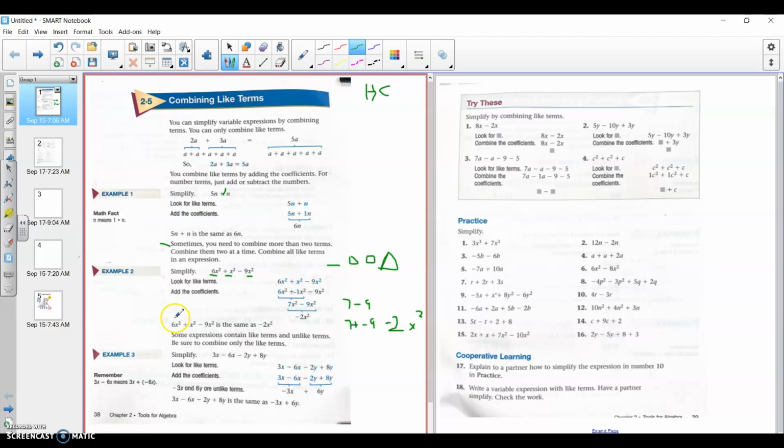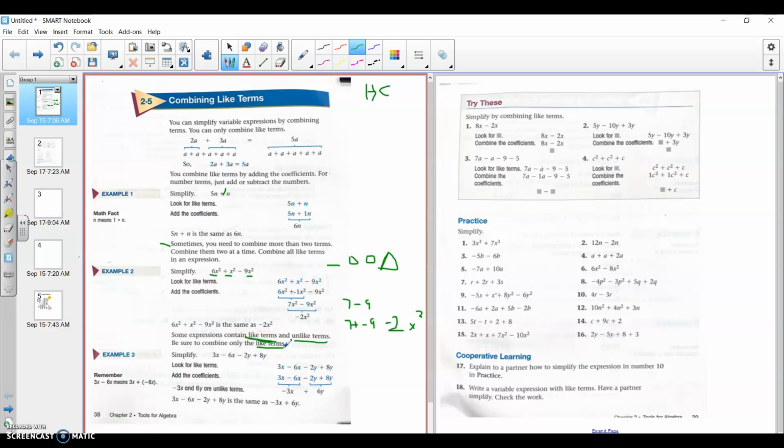All right? Moving into the third example, 6x squared plus x squared minus 9x squared is the same as negative 2x squared. Some expressions contain like terms and unlike terms. So now they're going to try to trick you. Like terms and unlike terms. So when you simplify here, make sure you're only combining the like terms.